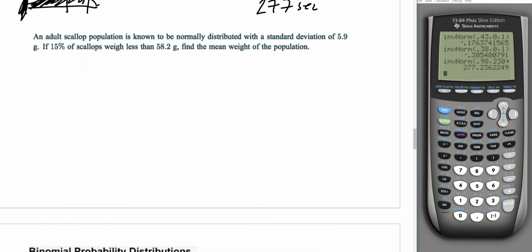Another good example. An adult scallop population is known to be normally distributed with a standard deviation of 5.9. So that's my standard deviation. If 15% of the scallops weigh less than 5.3, ooh, so they're giving me a percentage and the weight is less than 5.3. So they're saying, hey, the odds that you're less than 5.3 is 15%. Find the mean.